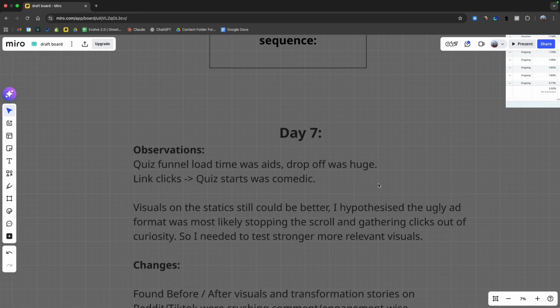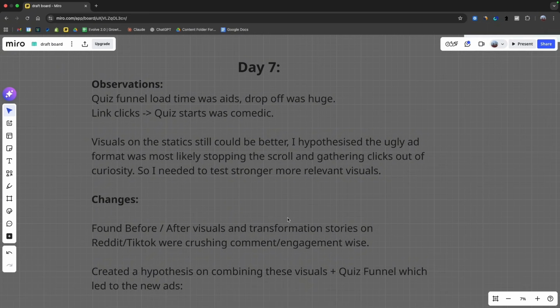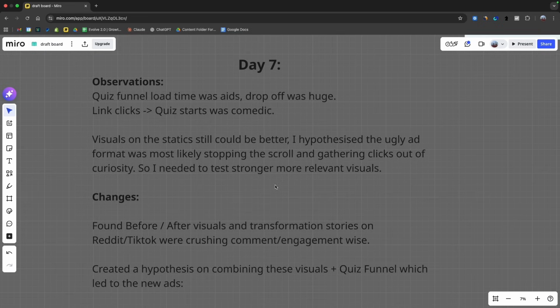So day 7, the main observations I had. My quiz file load time was terrible. There was a huge drop off between link clicks and quiz starts, which means that the platform I was running my quiz off was really clunky, and it just caused people to not even start the quiz, which was a huge issue. Another issue, visuals on the statics could still be better. My hypothesis here was that the ugly ads were most likely stopping the scroll and gathering clicks more out of curiosity rather than actual buying intent.